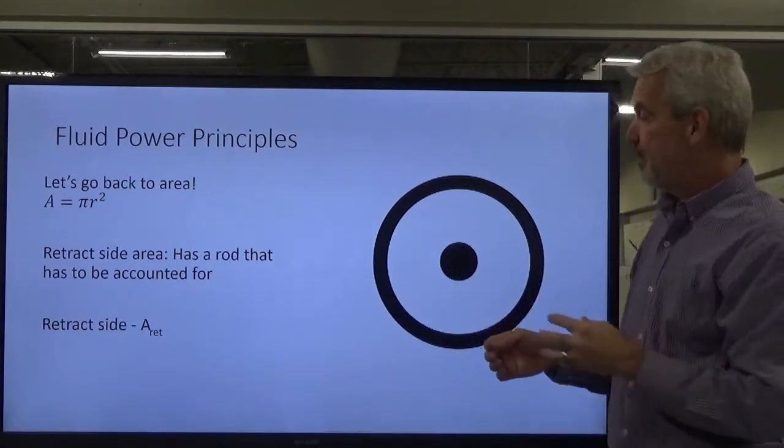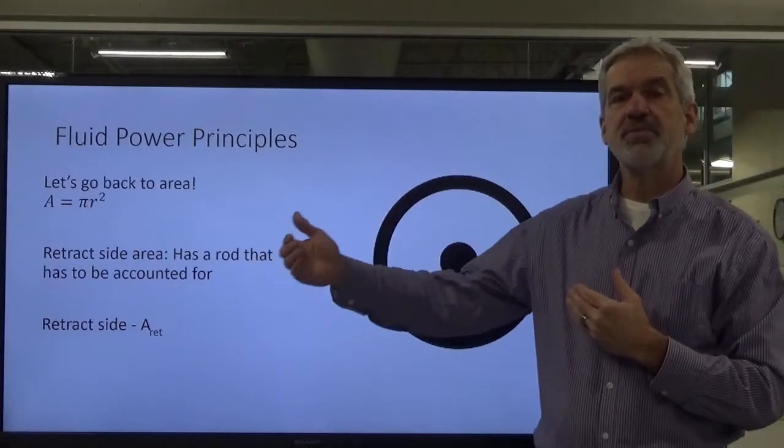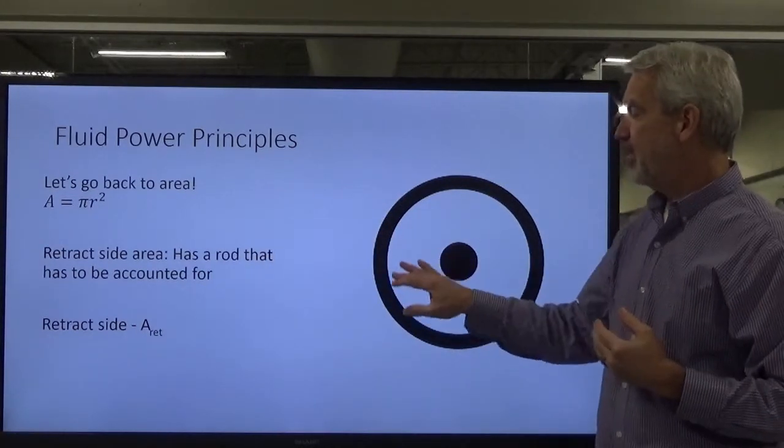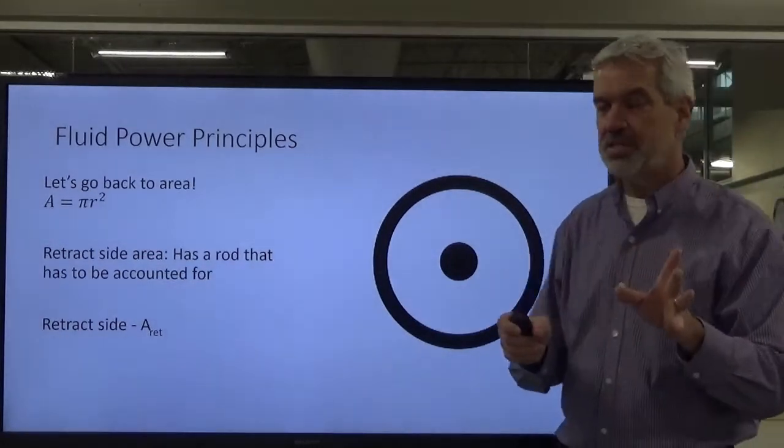What could have been our working space, but we've got to have a rod right there. So the surface area between the extend side and the retract side is different, with the retract side having less surface area to work with. So let's go ahead and put this into play.